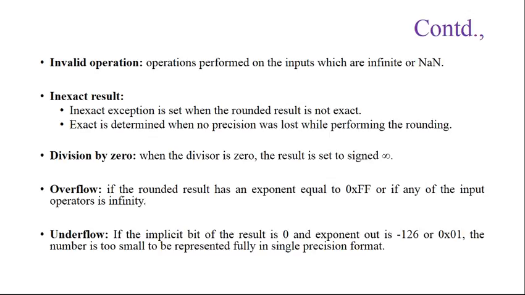Inexact result like exceptions can exist when rounded result is not exact. Division by 0, the result will get assigned to infinity. Overflow, if the rounding result has an exponent equal to 0x and if any of the input operators is infinity, then overflow is said to occur. Underflow, if the implicit bit of the result is 0 and exponent out is minus 126.